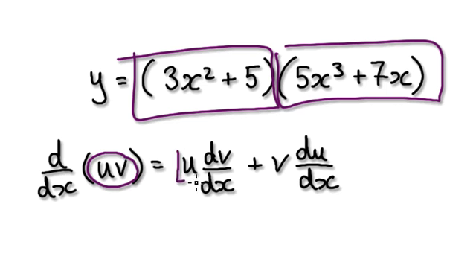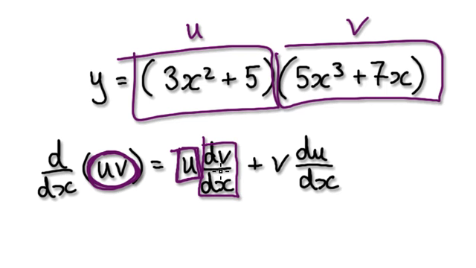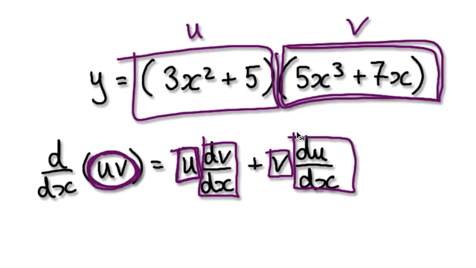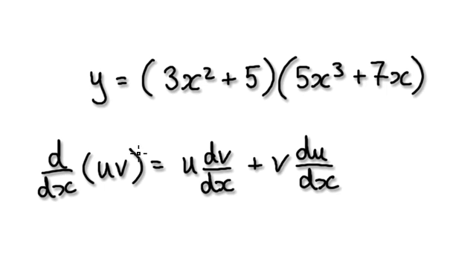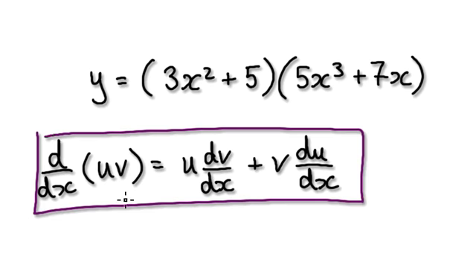Simply keep the u the same. So this block is u and this block is v. If you want to differentiate this thing, keep u the same and then differentiate the v. And then you add to that v being the same. So now you keep v the same and then you differentiate the u. I'm just going to give you some examples, get you to do some practice, and then we will try and prove why this is the case.